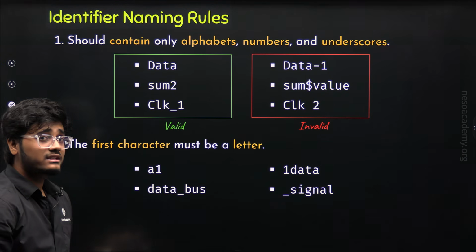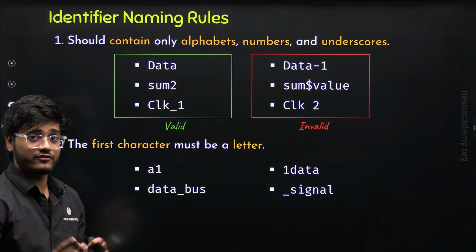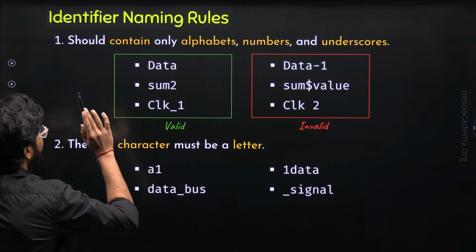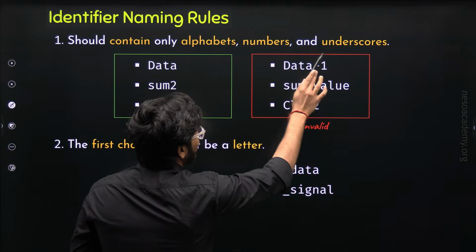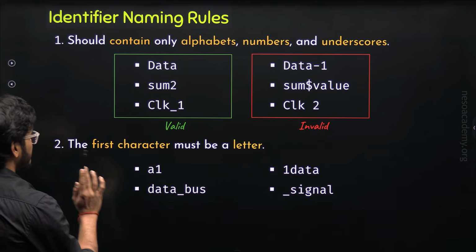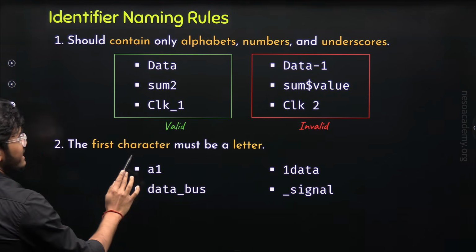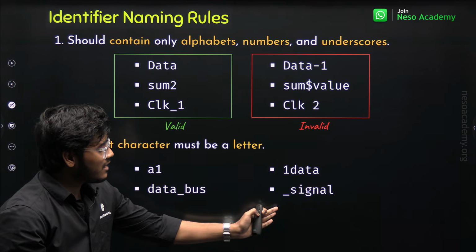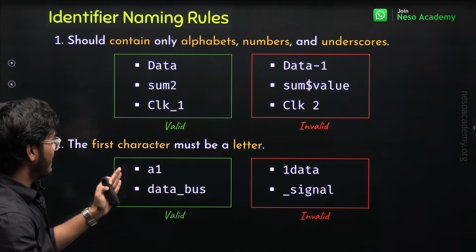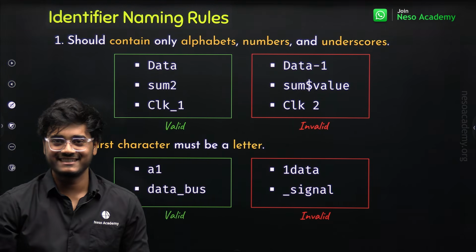So, I hope you understand the first two rules, where the first rule says an identifier's name should contain only alphabets, numbers and underscores, while the second rule says the first character must be a letter. Hence, these examples are invalid and these examples are valid.